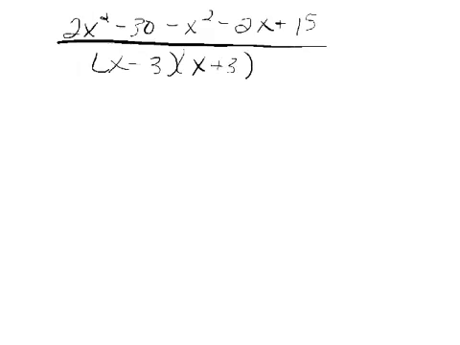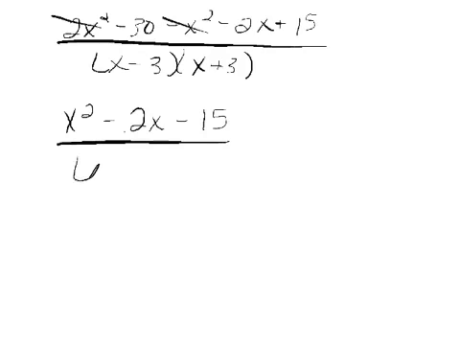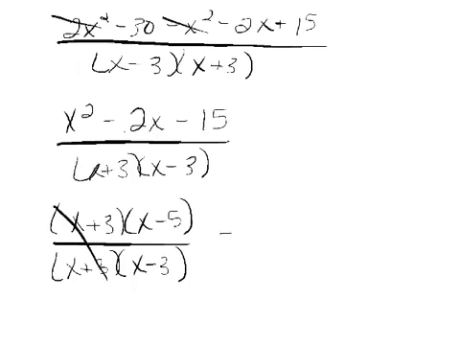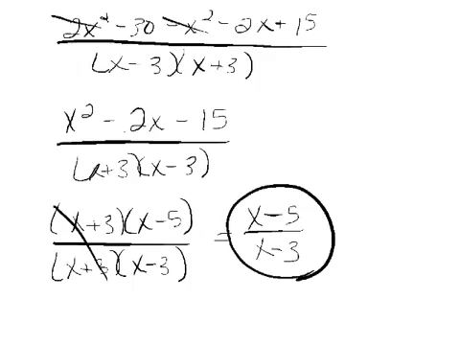Alright, continue to collect a few like terms. x squared, scratch that, minus 2x minus 15. I can actually factor that. I get x plus 3, x minus 5, and I can cancel those off. So my answer is actually x minus 5 over x minus 3, and x can't equal 3 and negative 3.